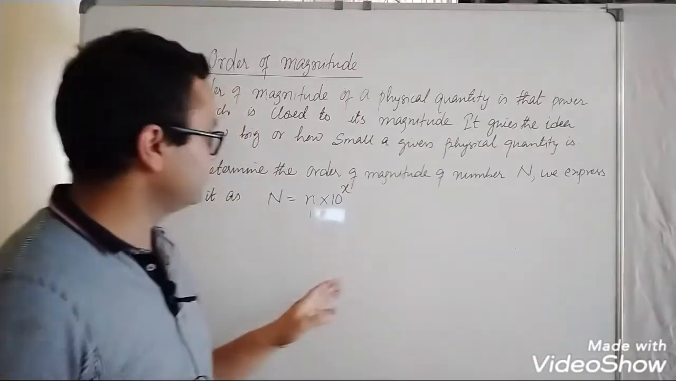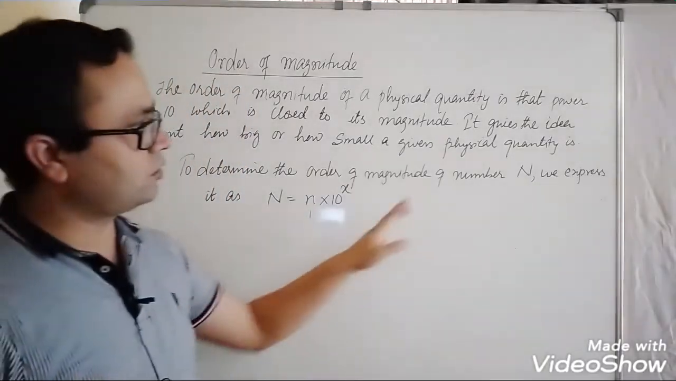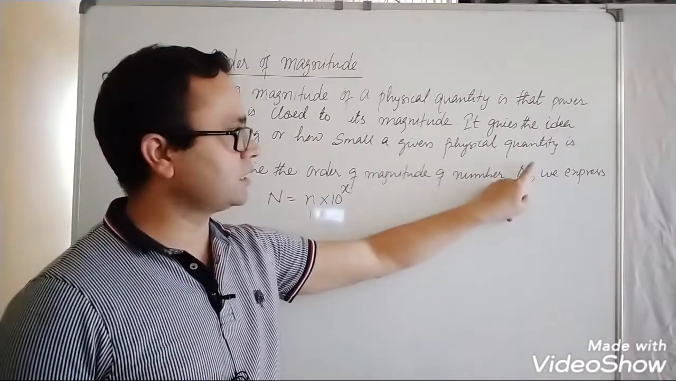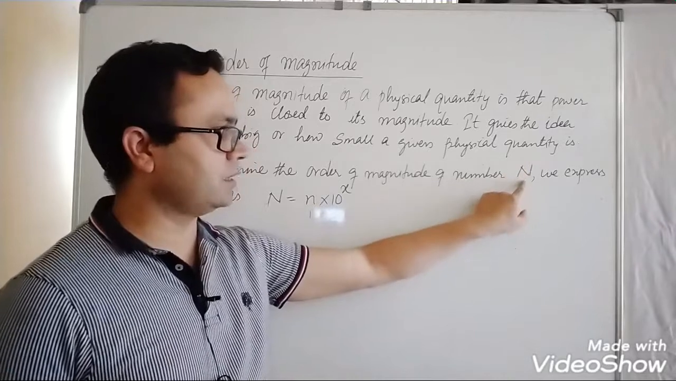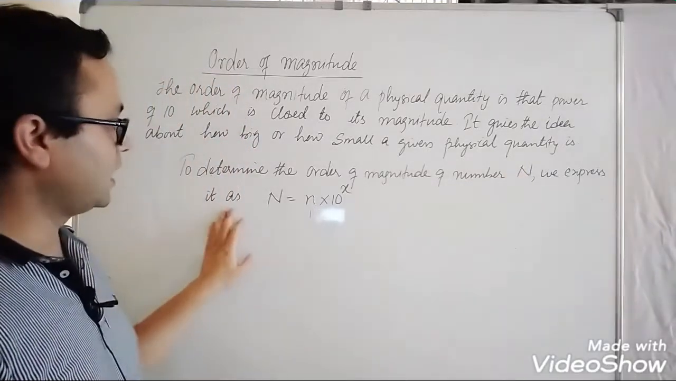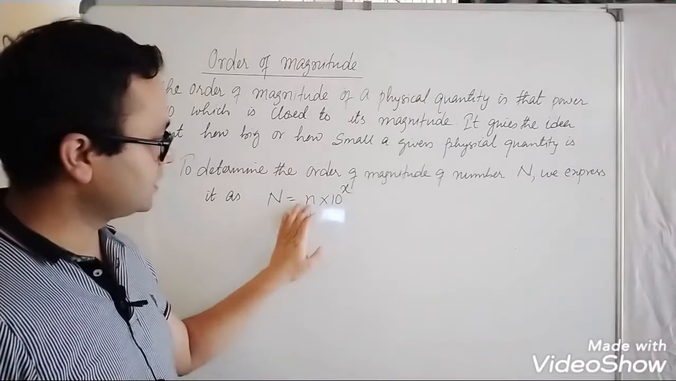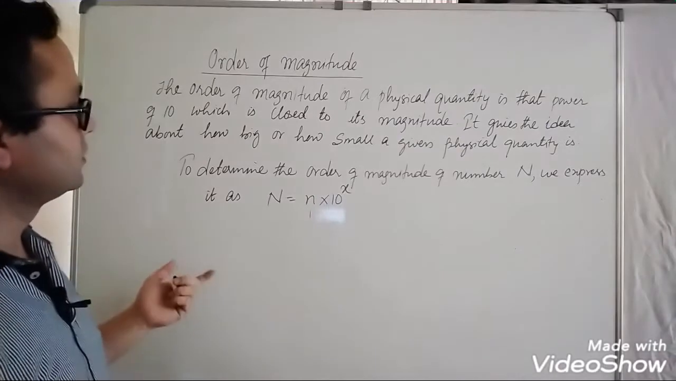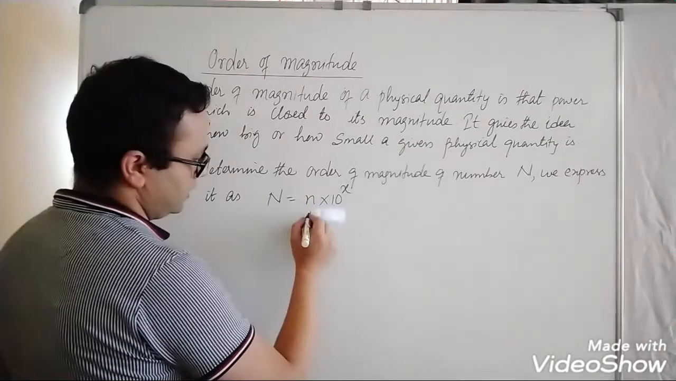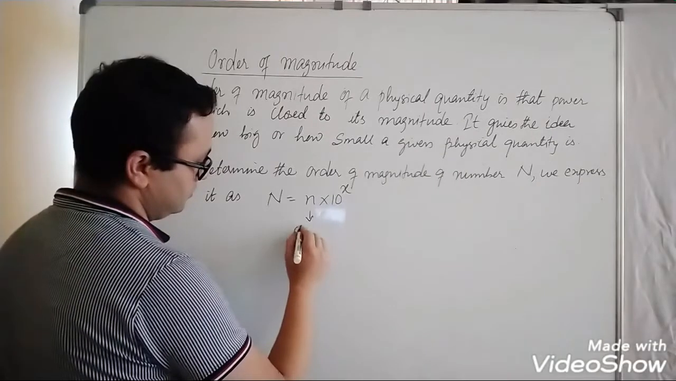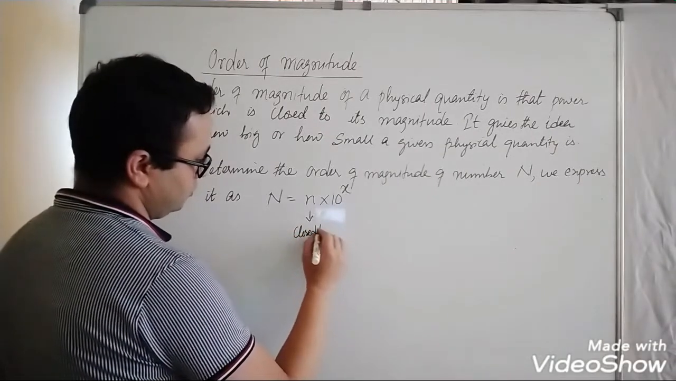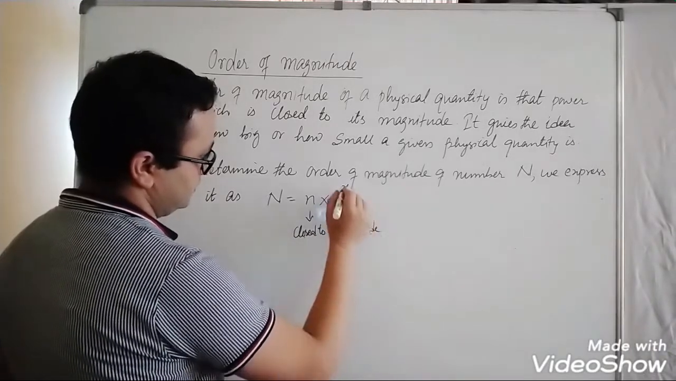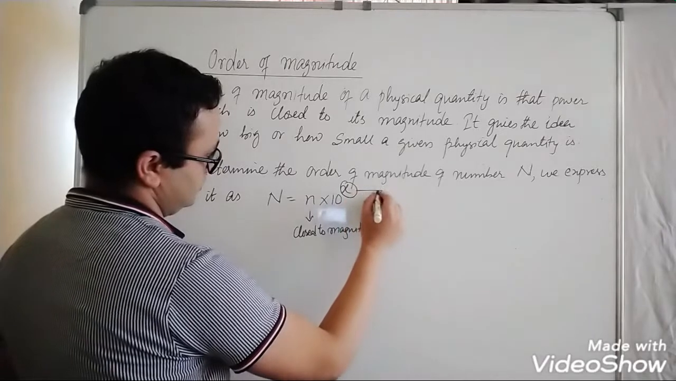To determine the order of magnitude of a number, suppose the given magnitude is N. We express it as N equals small n into 10 to the power x. So what do we mean by order of magnitude? This small n is close to the magnitude, and this x is the order.